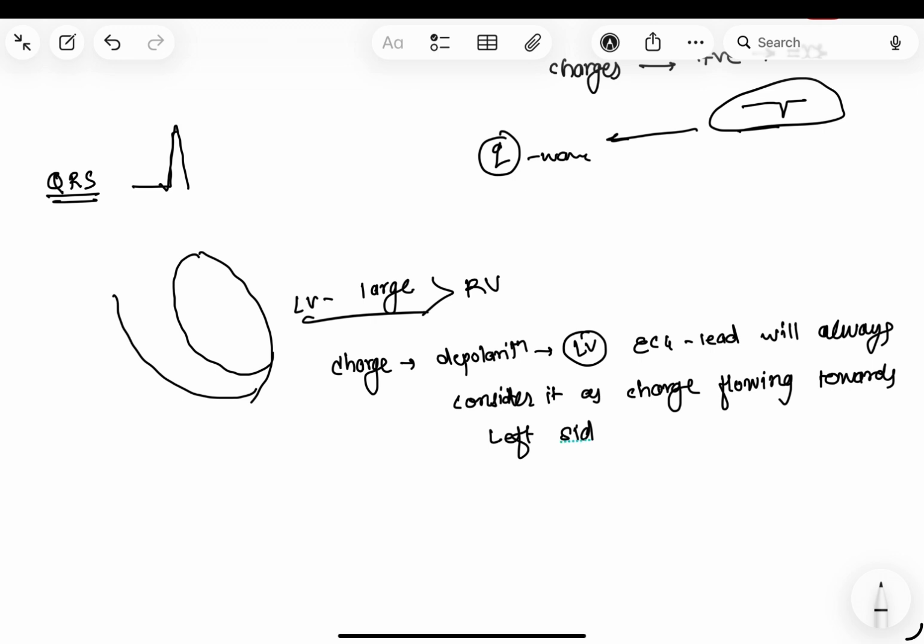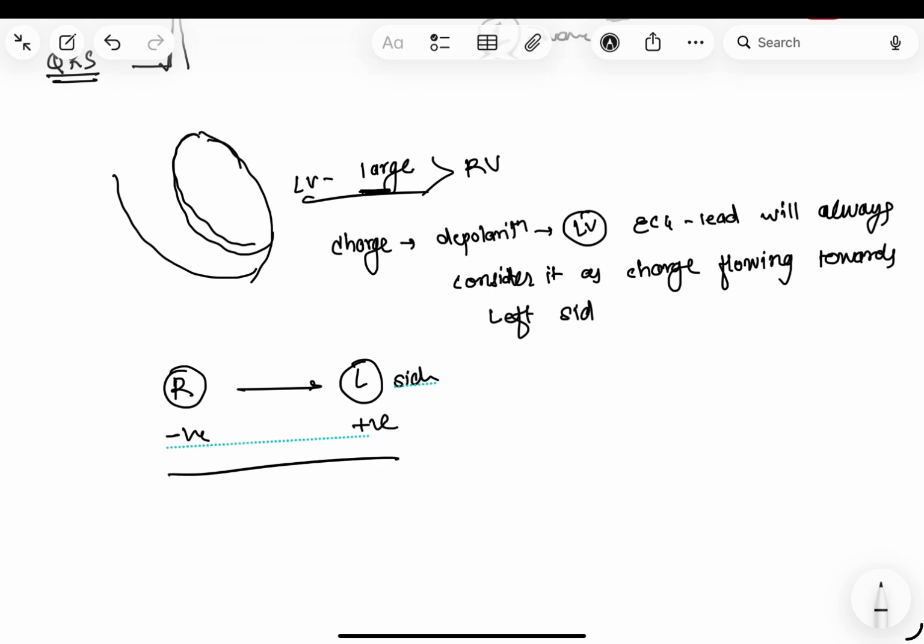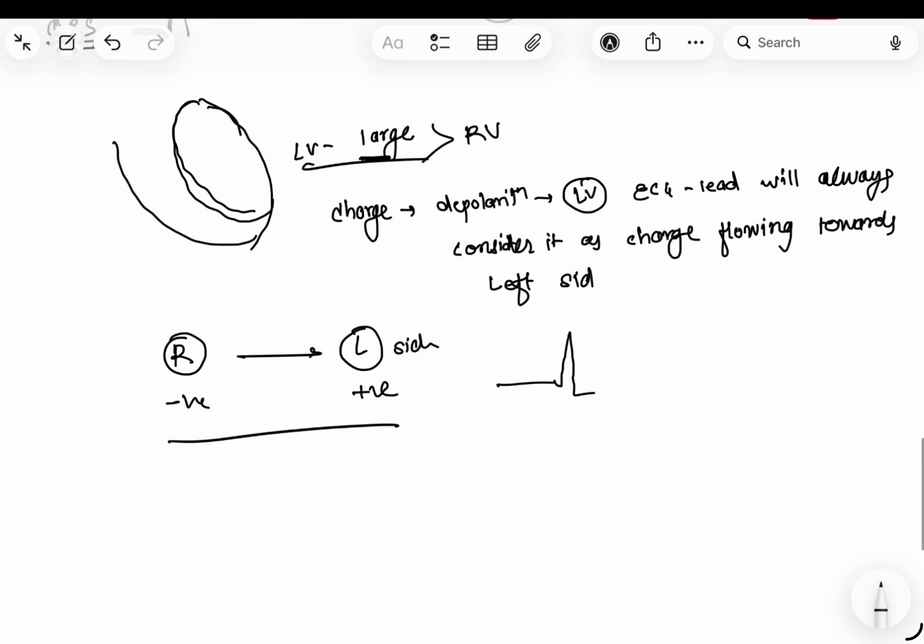Since the size of the left ventricle is large, the ECG leads will assume the charge is flowing towards the left side. So if the charge is flowing to the left side from the right side, and the right side is negative and the left side is positive, then what we will get in ECG? We will get an upright QRS complex, right? So this is the basic reason behind the negative Q wave and the upright R wave.